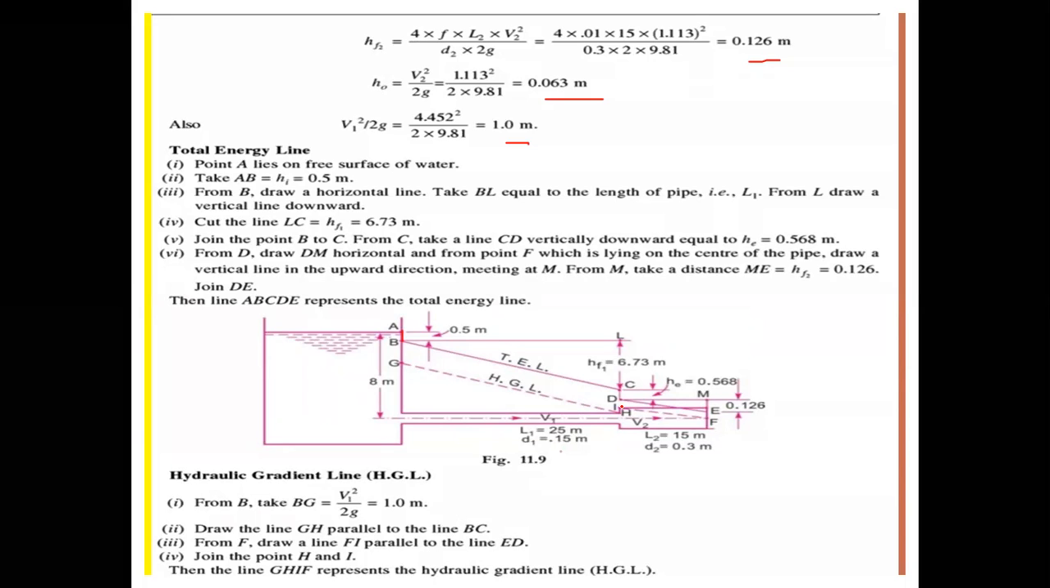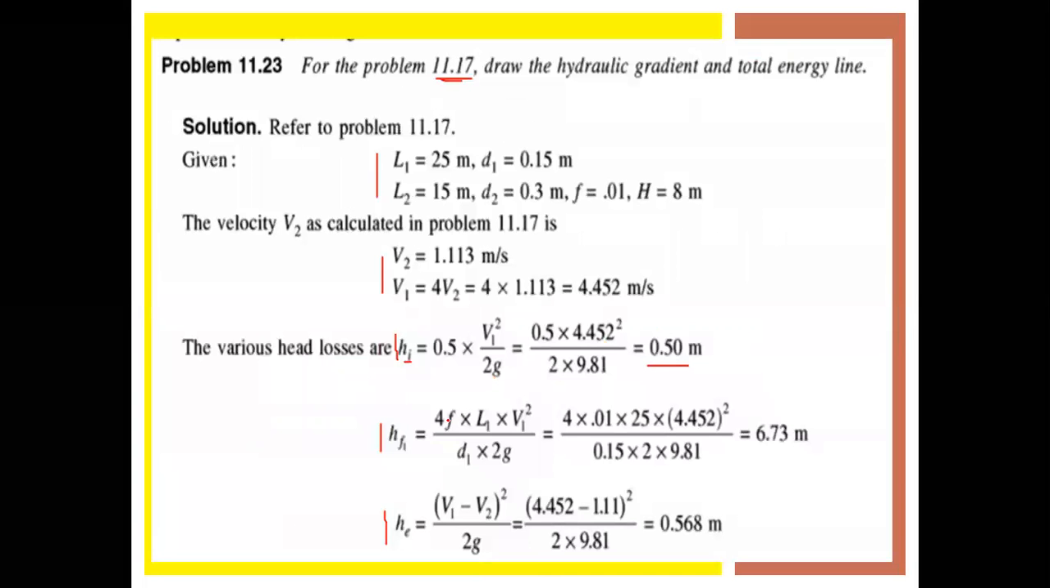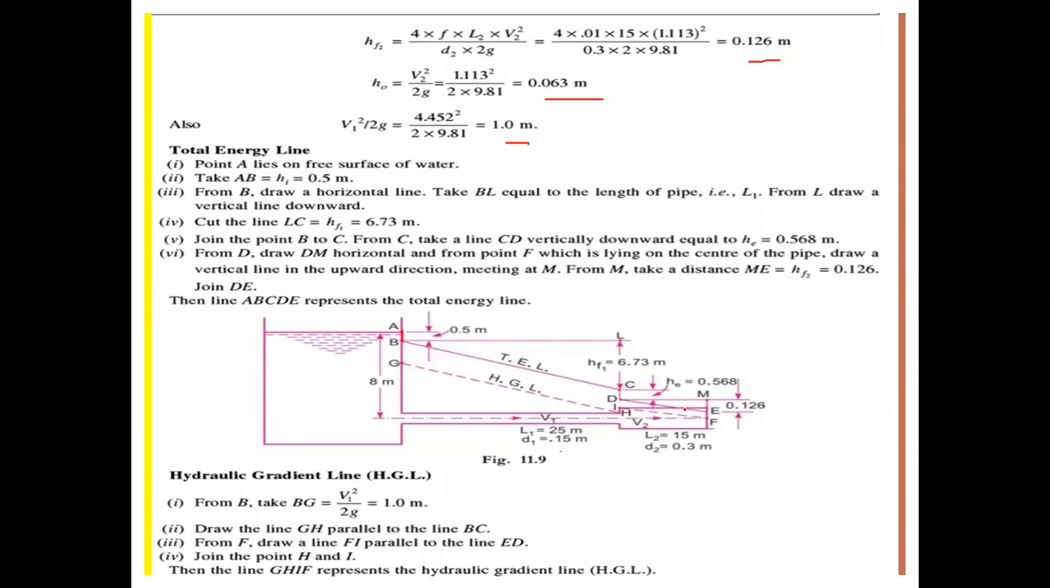HF is equal to 6.73. Therefore, after drawing a vertical line from here to here, what is HF1? HF1 is also a loss, right? HFN is also a loss. What is HF? 6.73. Make a point at 6.73. Therefore, LC is equal to 6.73.